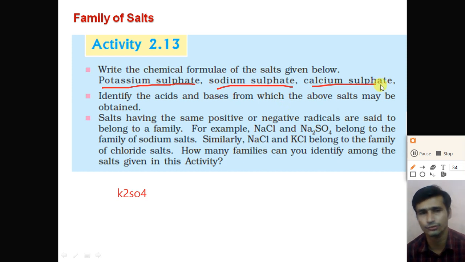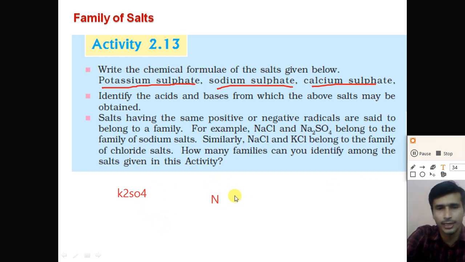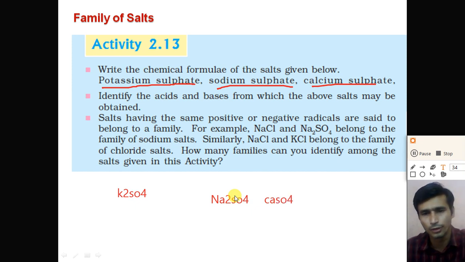So these are the salts, right. Write down the chemical formulas of the salts. The chemical formula of potassium sulfate is K2SO4, right. Then the chemical formula of sodium sulfate is Na2SO4, right. We can write it like this, Na with subscript 2, SO4, right. And then next is calcium sulfate. The chemical formula of calcium sulfate is CaSO4, right.